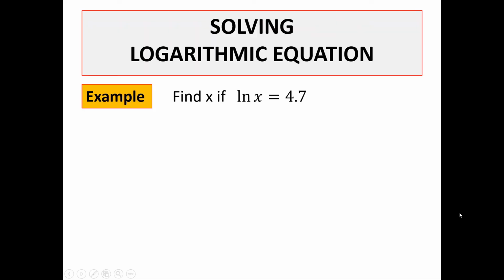Next example. Find x if ln x equal to 4.7. So basically ln x is equal to log x base e equal to 4.7. Okay, you can just use the basic concept of log and indices. So e here can go to the other side and become the base of indices. So now x remains on that side. So e to the power of 4.7. So that is the answer.